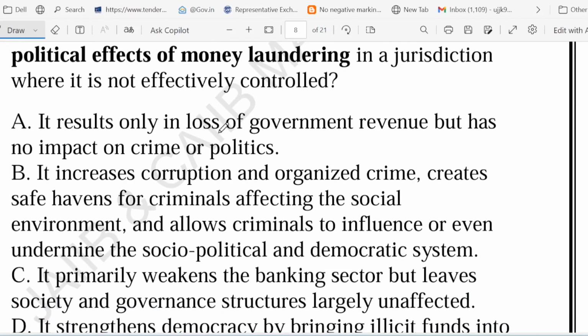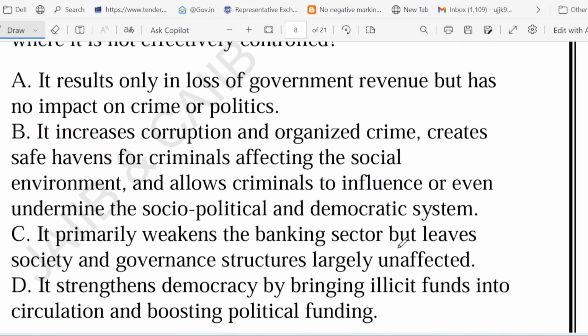Option A, it results only in the loss of government revenue but has no impact on crime or politics. B, it increases corruption and organized crime. It creates a safe haven for criminals, affecting the social environment. Option C, it primarily weakens the banking sector but leaves society and the governance sector largely unaffected. Option D, it strengthens democracy by bringing illicit funds into circulation and boosting political funding.